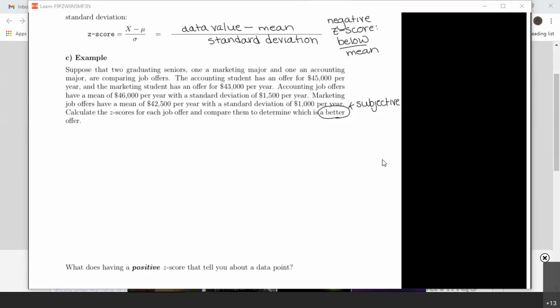Well, one thing you might realize is the word better is kind of a loaded word. You and I may not agree on what better means. It depends. Some people would look at this and say the accounting student is definitely better off because she's making $2,000 more a year than the marketing student. But I would say it depends on what the salaries are like in that field.